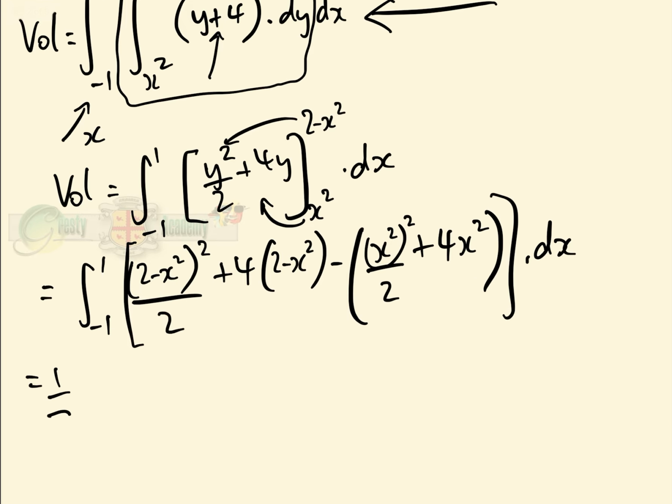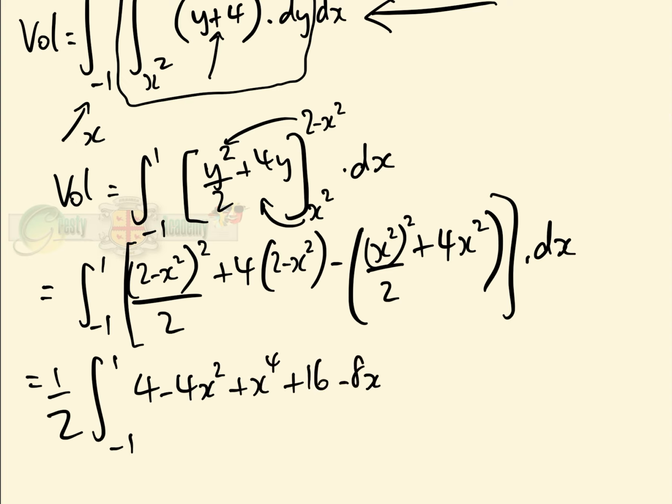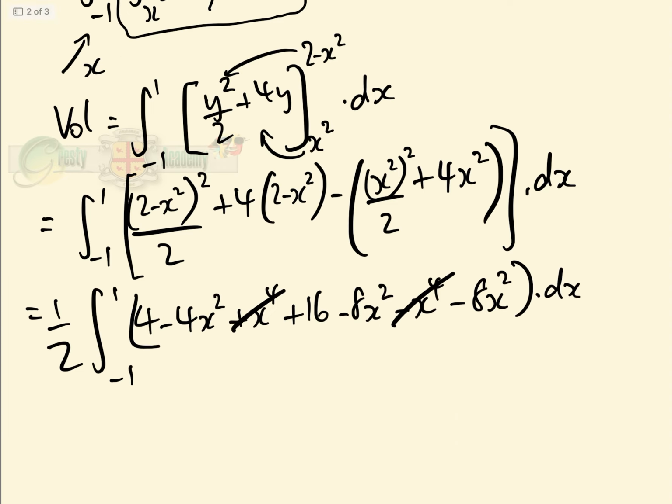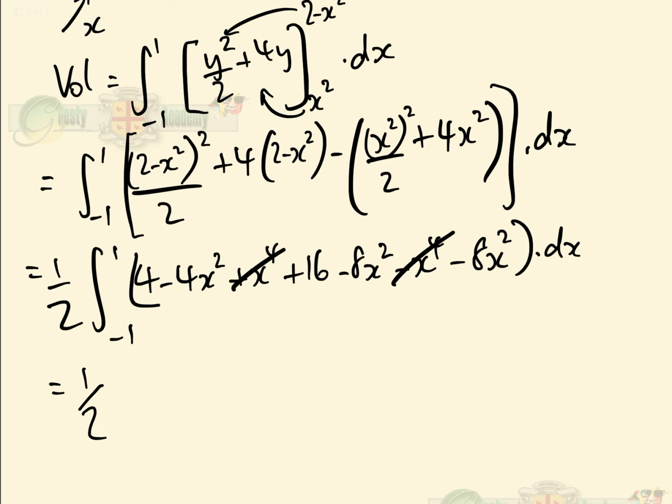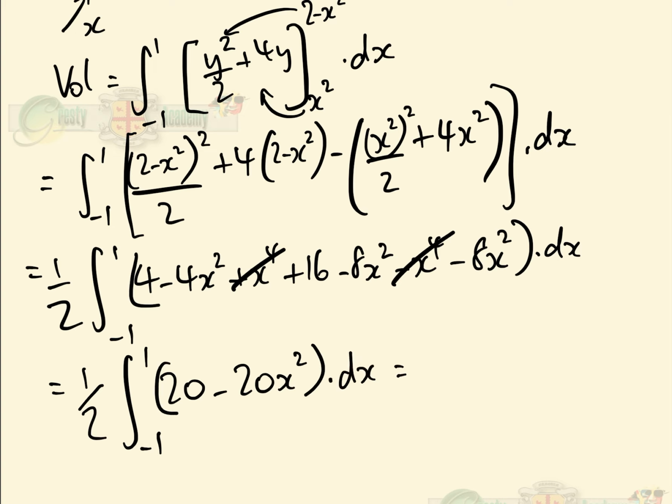So that equals, taking the half out, half the integral between 1 and minus 1 and expanding all of these things out: 4 minus 4x squared, add x to the 4, add 16 minus 8x squared, minus x to the 4 minus 8x squared dx, and the x to the 4 cancels, making things slightly easier. So that equals half the integral between 1 and minus 1, adding everything up, 20 minus 20x squared dx.